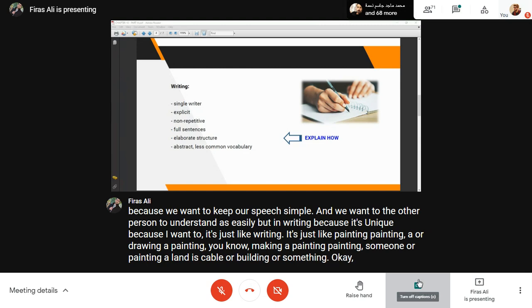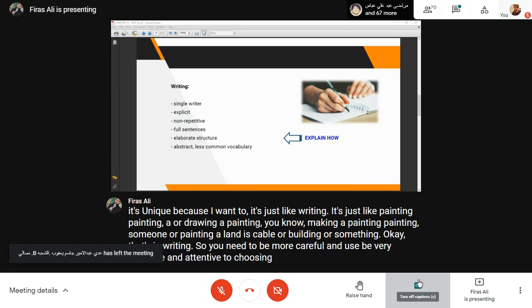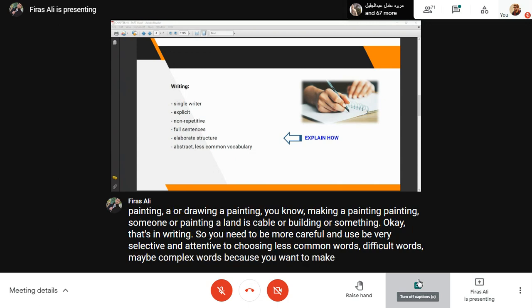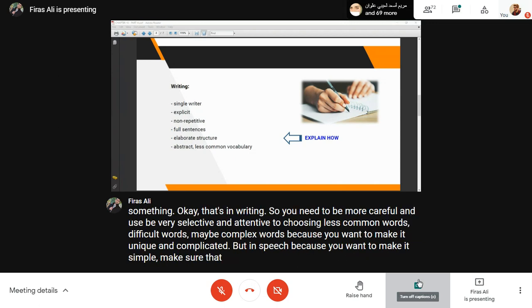That's in writing. So you need to be more careful, very selective and attentive in choosing less common words, difficult words, maybe complex words, because you want to make it unique and complicated. But in speech, because you want to make it simple and make sure that others understand you, you just use common words.